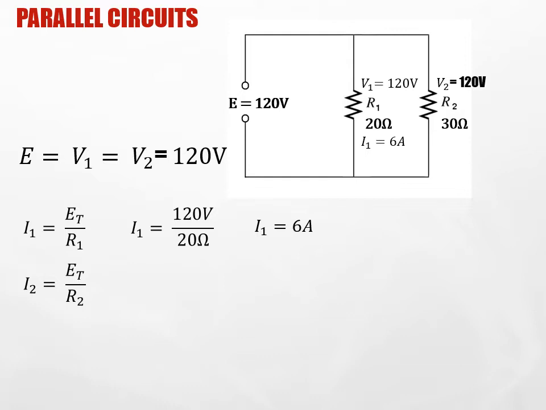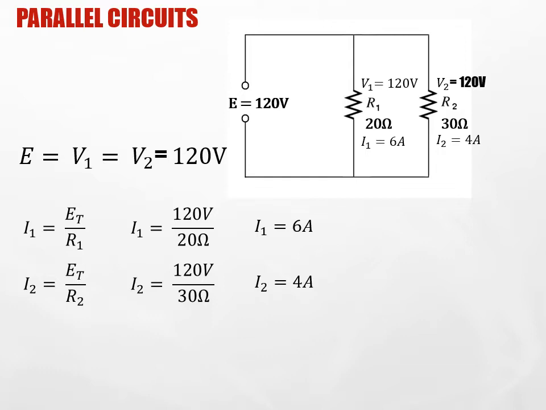We can now calculate the current in branch 2. We're going to call that I2, or current 2, where current 2 is equal to the voltage source, ET, over the resistance of resistor 2, which is 120 volts divided by 30 ohms of resistance for R2, and that's going to limit the current to 4 amps in the second branch.